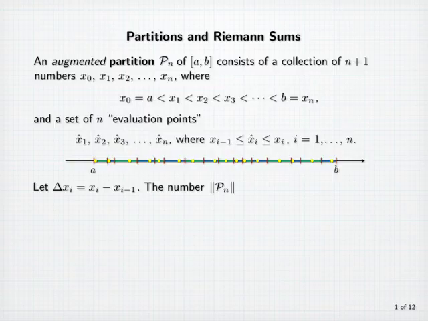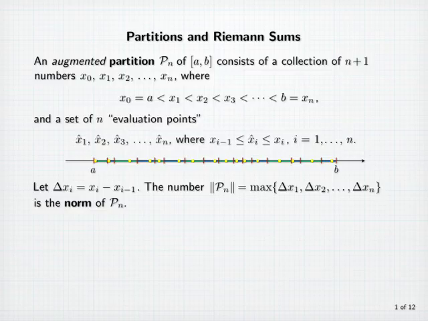The number whose symbol is P sub n, enclosed by double absolute value bars, is defined to be the maximum of these subinterval widths, and this number is called the norm of the partition P sub n.